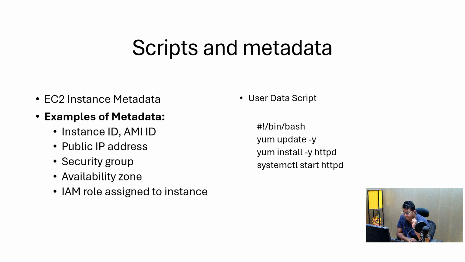Scripts and metadata. When I say scripts and metadata, when you are going to enter an EC2, let's imagine you are a developer and you want to read something about that EC2 only. In that case, you will be using EC2 instance metadata. EC2 provides metadata, which is information about the instance itself, like instance ID, AMI ID. You want to check the public IP address, read about the security group, know the availability zone, or see the IAM role that is assigned to the instance.